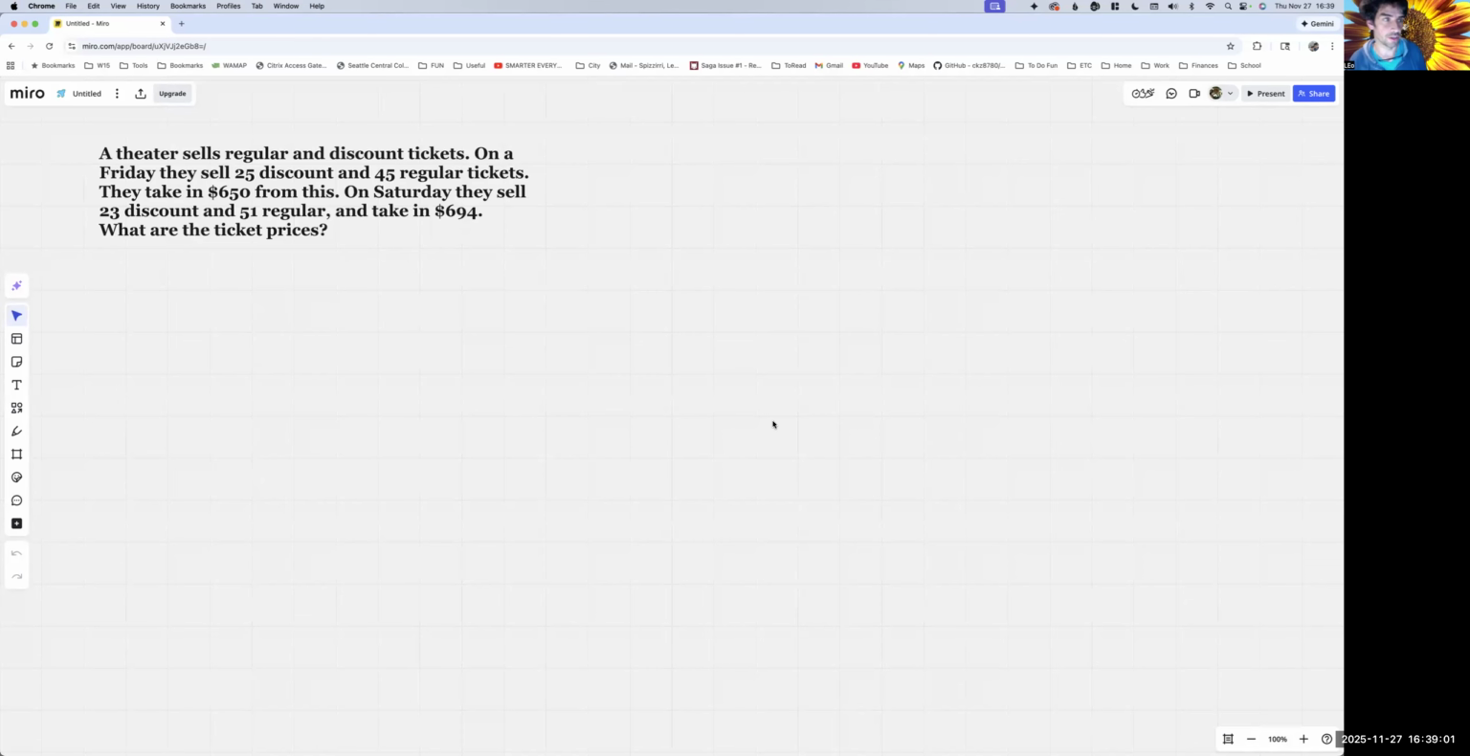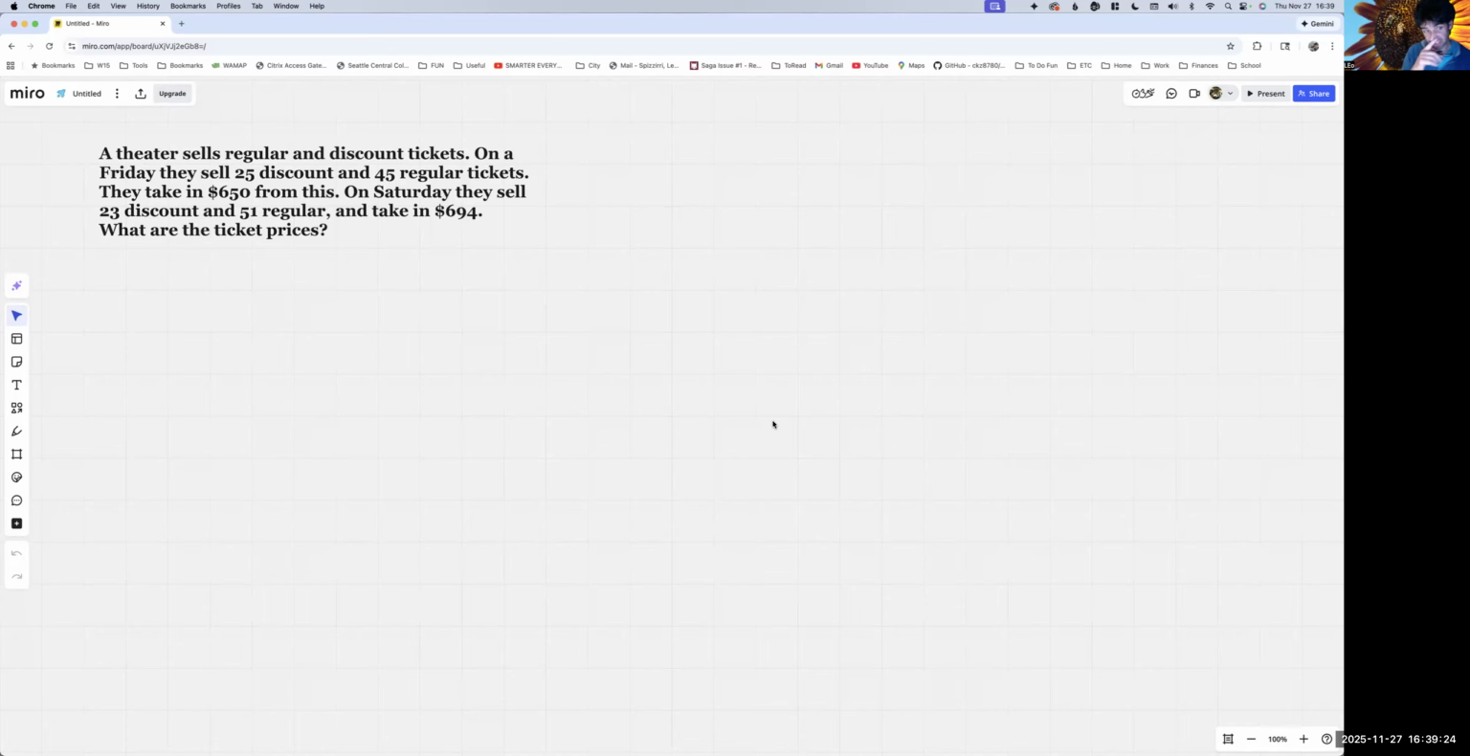All right, we're going to start our next topic with a couple of examples before we get into the details of the topic. So here's our situation. We've got a theater selling regular and discount tickets. Friday night, they sell 25 discount and 45 regular tickets, and they take $650 from this. And Saturday, 23 discount and 51 regular tickets are sold, and they take in $694.